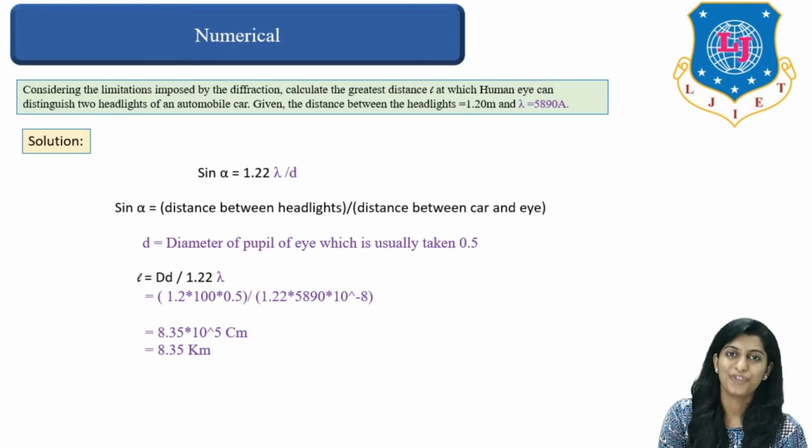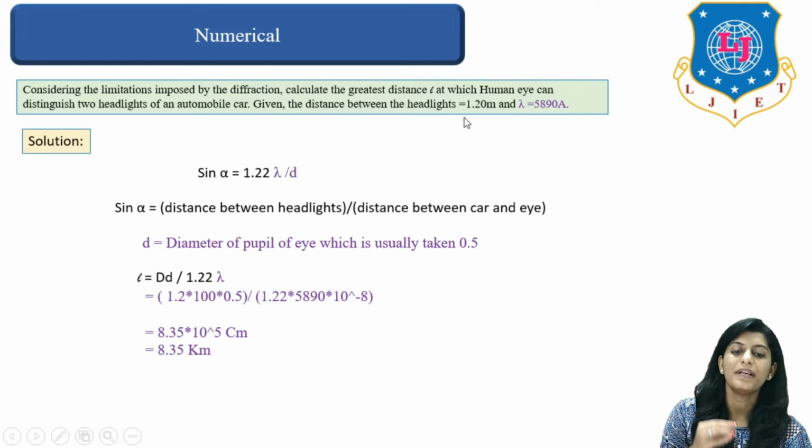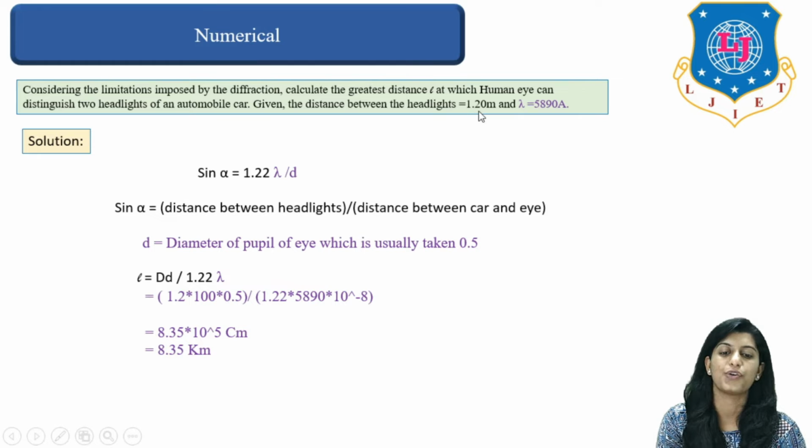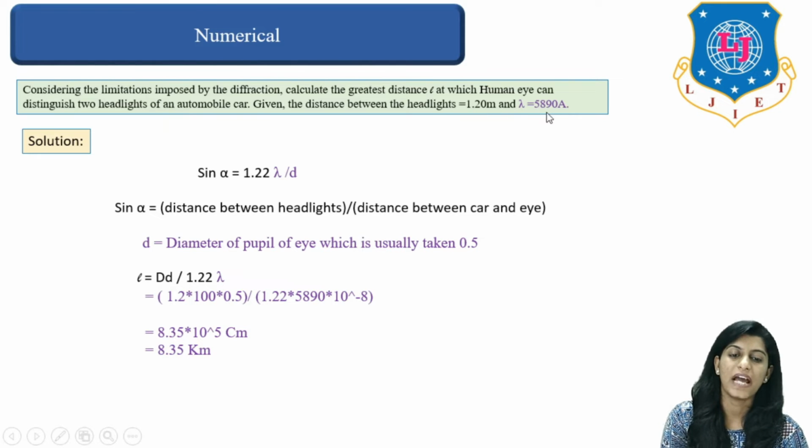Now let us solve one numerical which is based on diffraction. Here the problem statement is, considering the limitations imposed by diffraction, calculate the greatest distance L at which human eye can distinguish two headlights of an automobile car. Given the distance between headlights is 1.20 meter and lambda equals 5890. Right, so this is our problem.